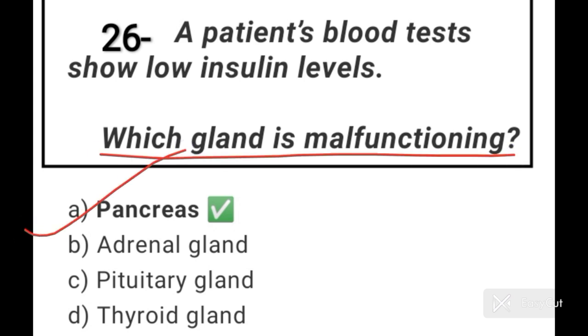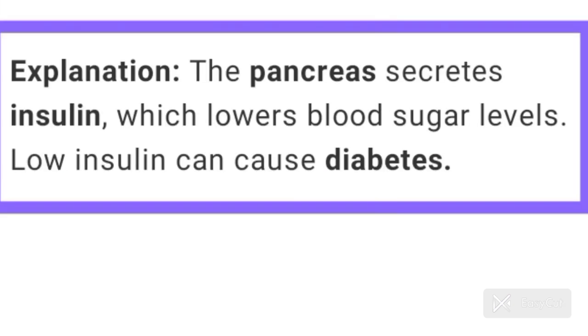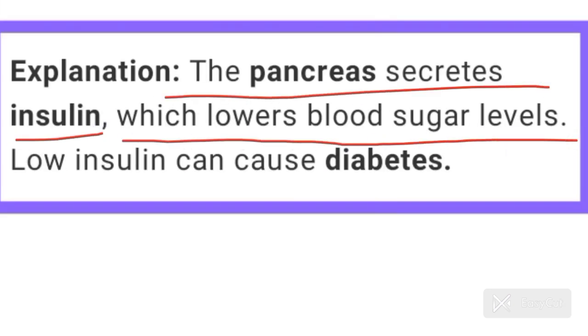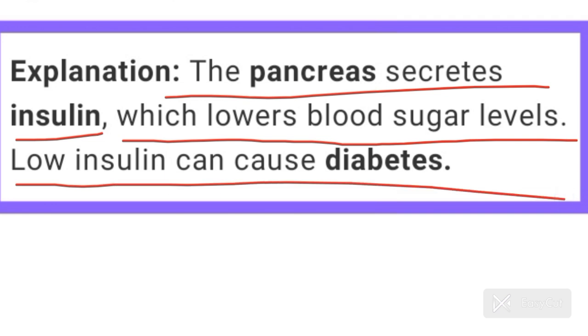Answer is option A. Pancreas gland is malfunctioning here. Because the pancreas gland produces insulin hormone. Insulin hormone helps to control blood sugar level. The pancreas secretes insulin which lowers blood sugar level. Low insulin can cause diabetes.